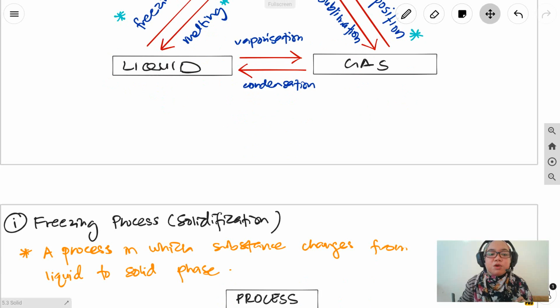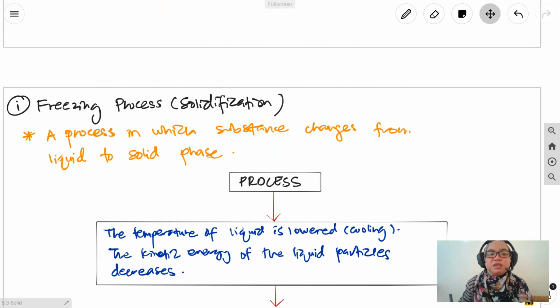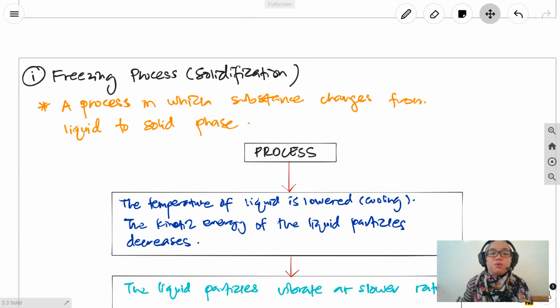Now we go into the first process, which is the freezing process, or we call it solidification. So what is the freezing process or solidification? The freezing process is a process in which the substance changes from liquid to solid phase. From liquid to solid is called the freezing process.